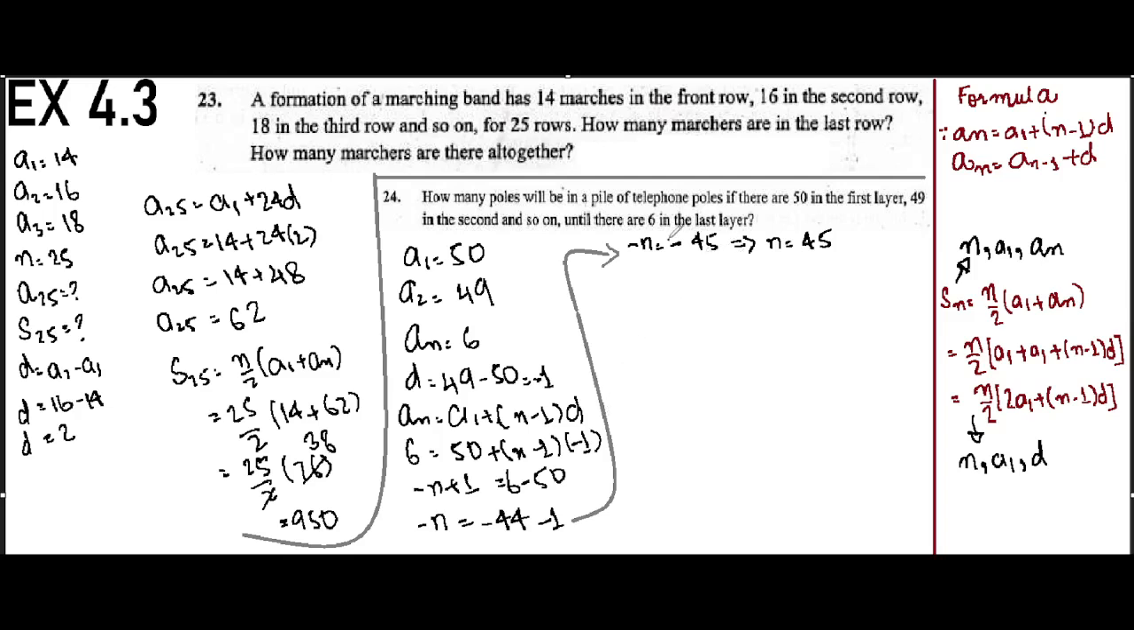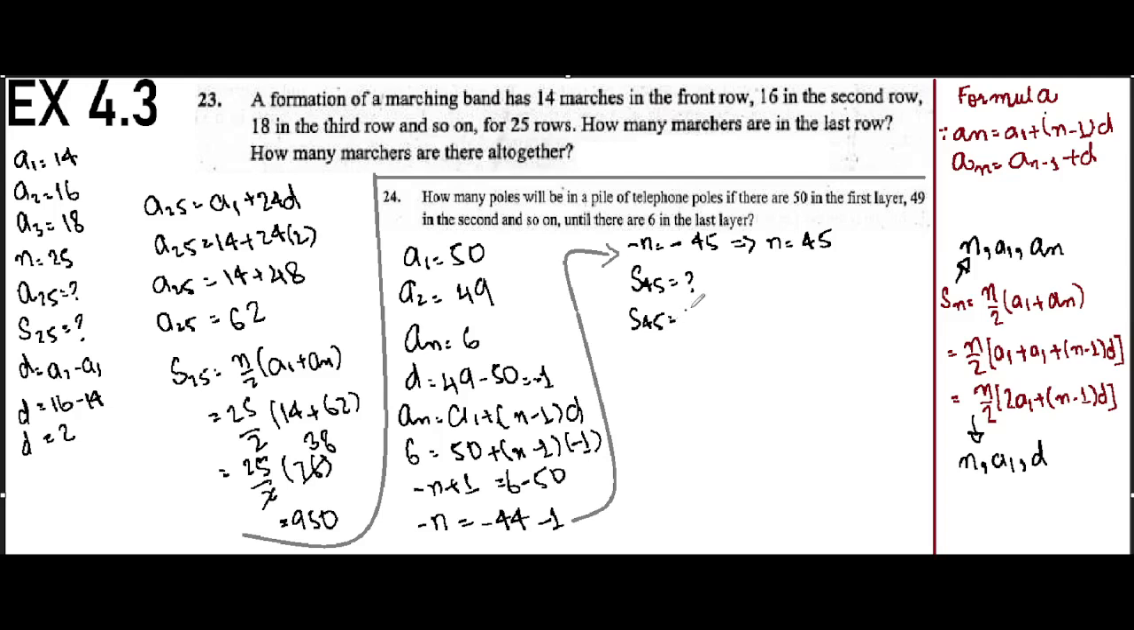And what do we have to find? Until there are 6 in the last layer, how many poles will be in a pile of telephone poles? We have to find the sum of all of these poles in all of these layers. So S45, we have to find this. We have the value of n, we have the value of A1, and we have the value of An, so we can find it easily.